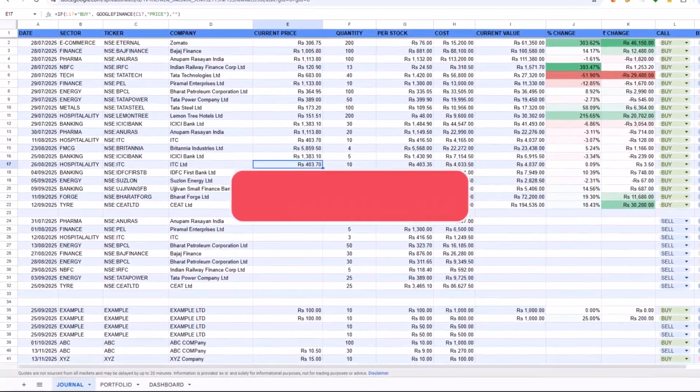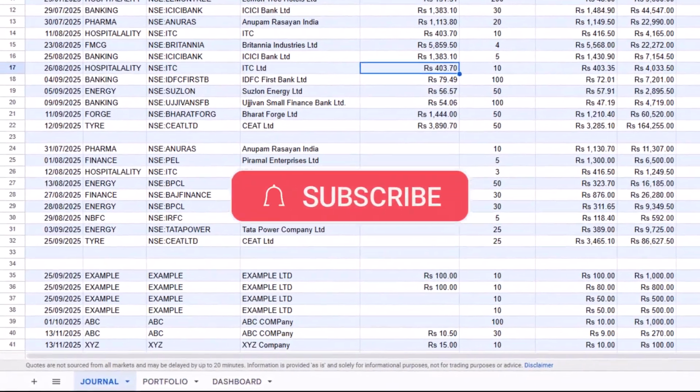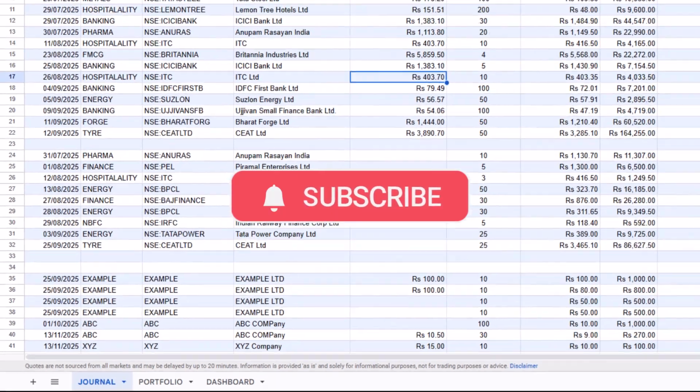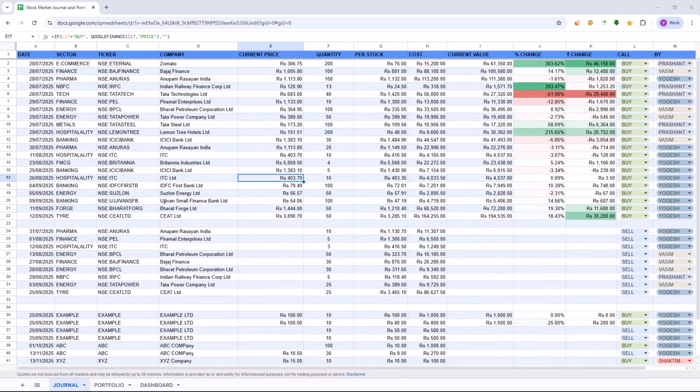This is a complete stock journal plus multi-user portfolio dashboard built in Google Sheets. And yes, you can download it for free. Here is what it can do.